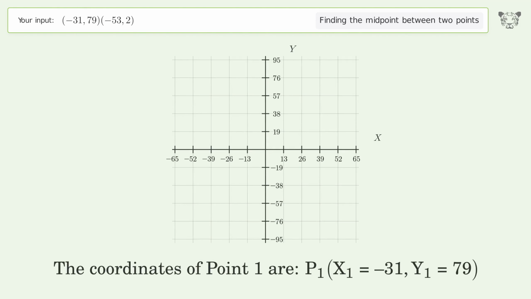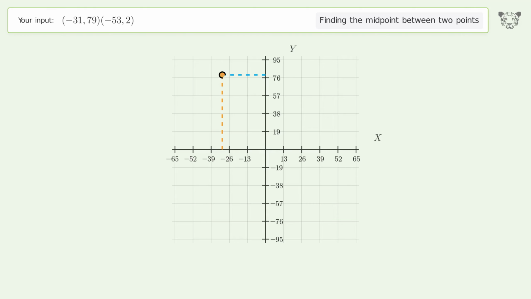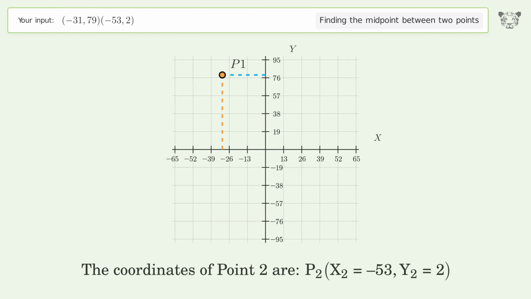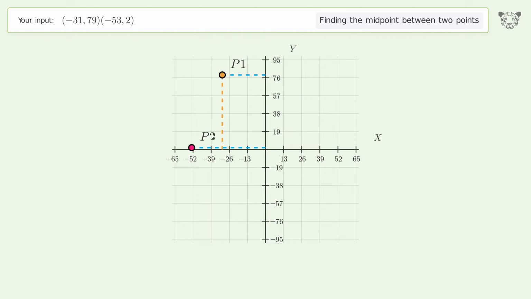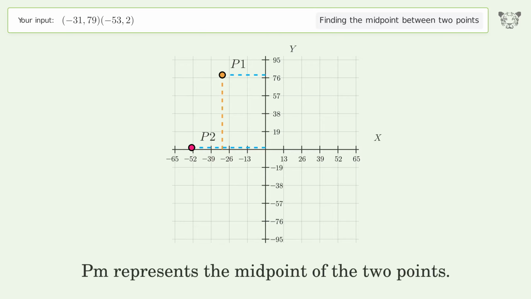The coordinates of point 1 are, x1 equals -31, y1 equals 79. The coordinates of point 2 are, x2 equals -53, y2 equals 2. PM represents the midpoint of the 2 points.